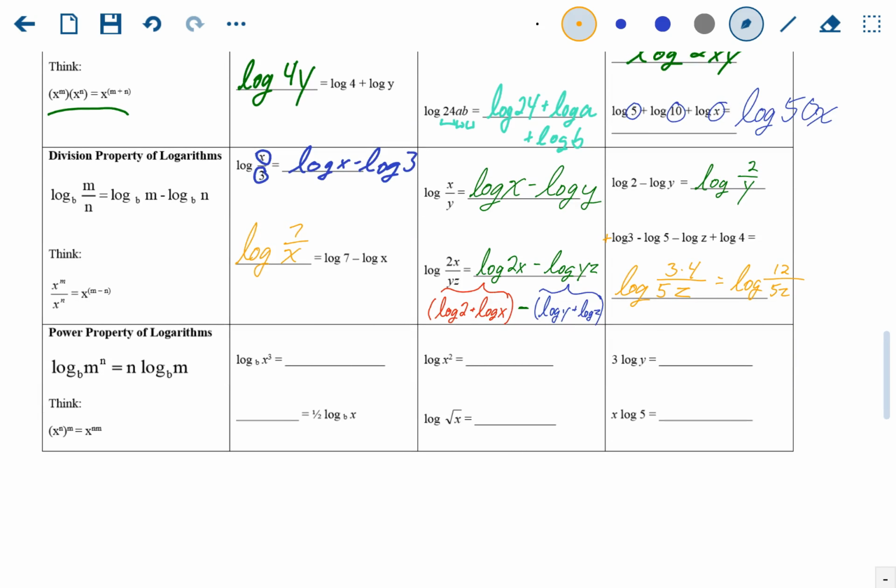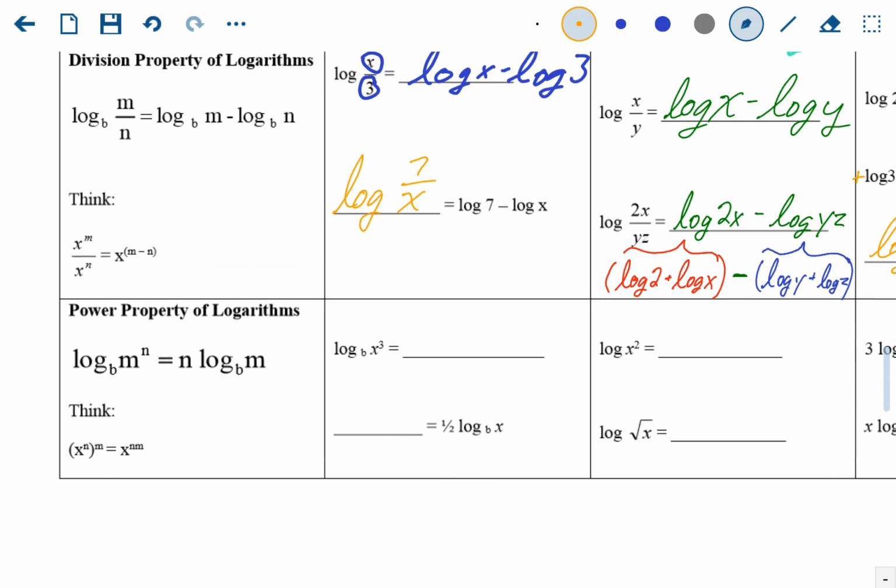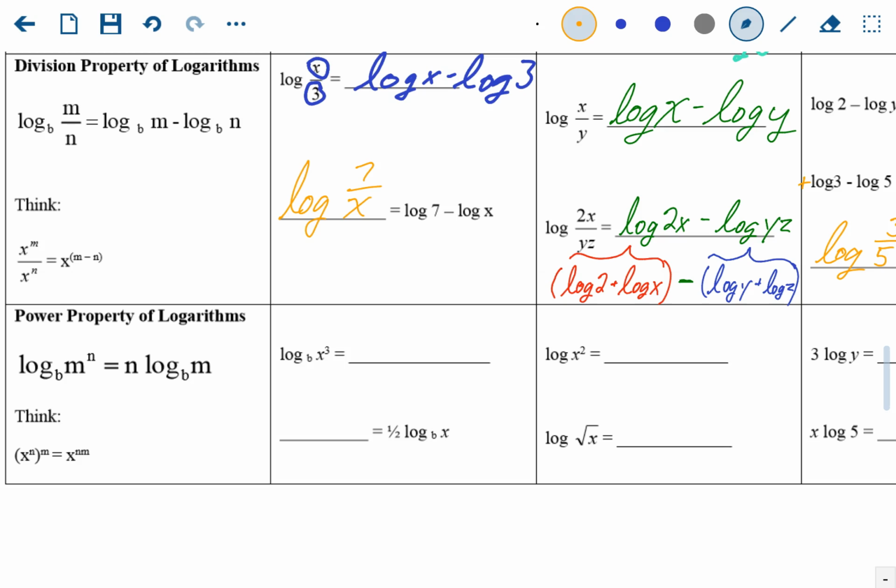All right, one more property is the power property. The power property states that if you have a log raised to a power, so the argument's raised to a power, that power can go out front. For example, if you have log base b of x to the third power, that third power can go out front. So we could rewrite it as 3 log base b of x.